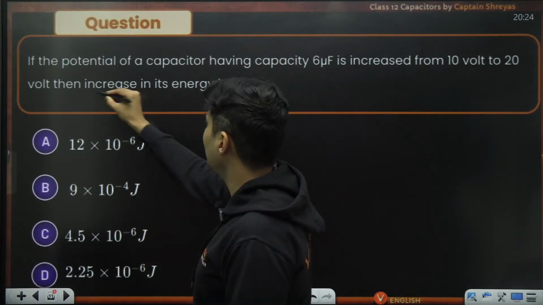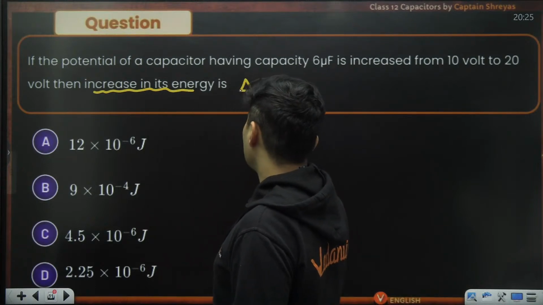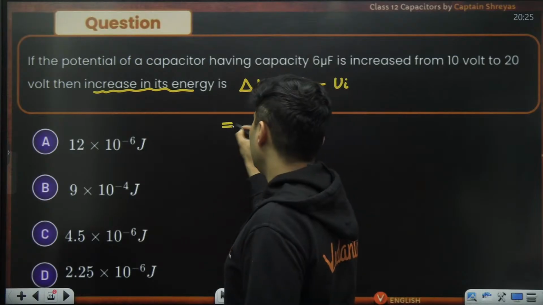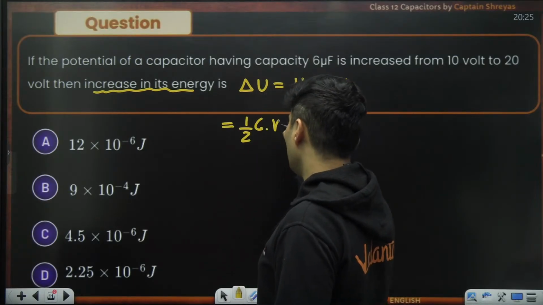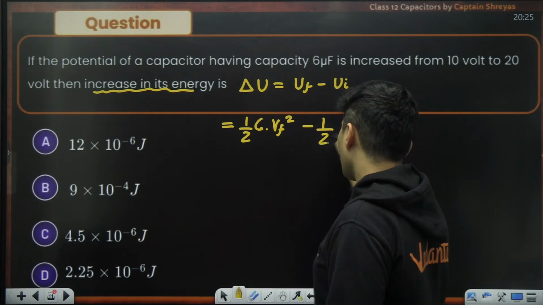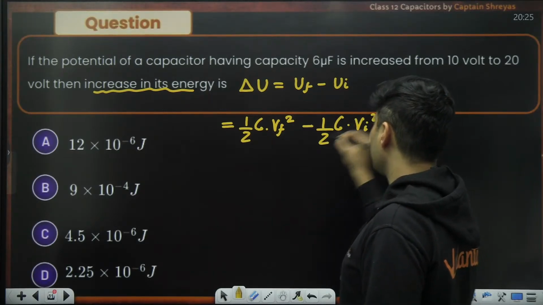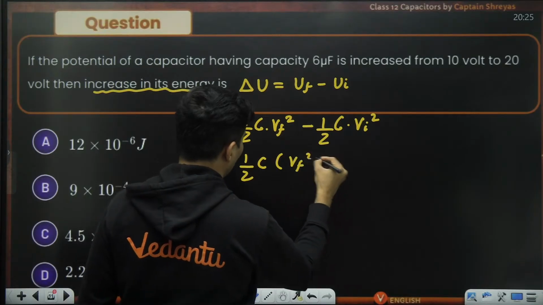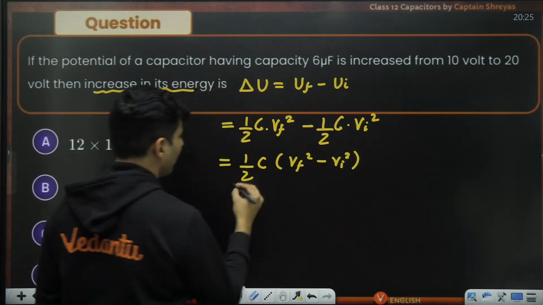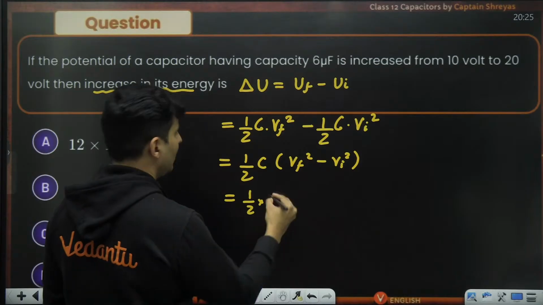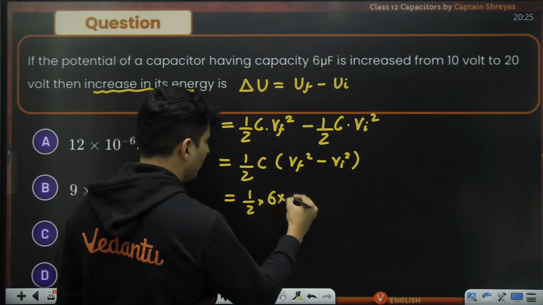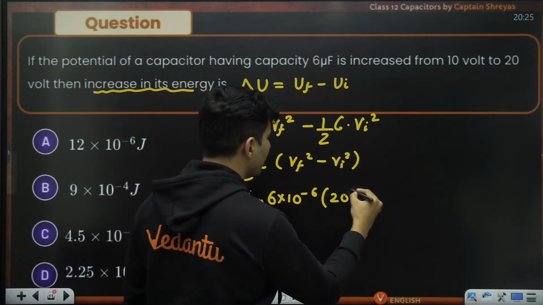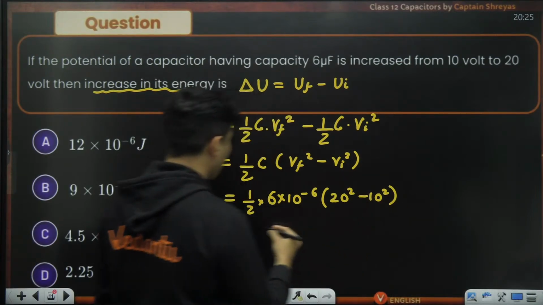They have asked what is the increase of the energy. That means delta U, final minus initial energy. Final energy will be half, capacitance is the same, final voltage square minus half capacitance, initial voltage square. So half C is common, and we have final voltage square minus initial voltage square. Capacitance is 6 micro, so 6 into 10 to the power minus 6. Voltage goes from 10 to 20, so 20 square minus 10 square.